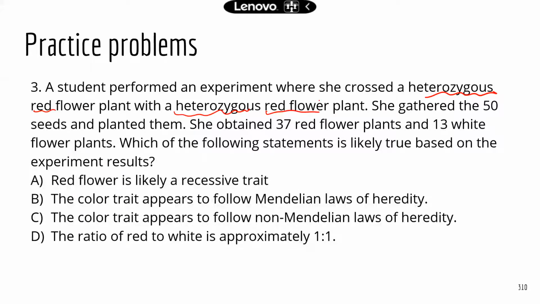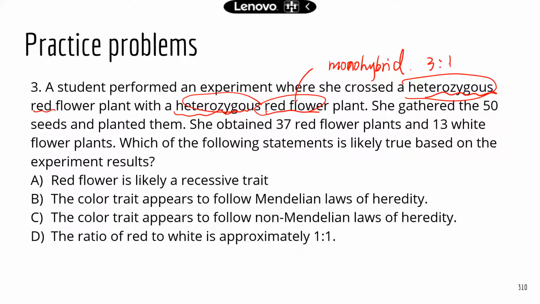Now, this is what I talked about earlier, where you need to be able to differentiate or distinguish whether this particular trait follows Mendelian genetics or not, using the experimental numbers. So first of all, you know that both parents are heterozygous, and we're just looking at one trait, right? The color of the flower. So this is going to be about monohybrid. And you immediately have to think about the ratio for monohybrid, which is 3:1 ratio.